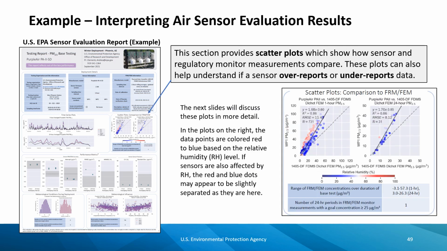Next to the time series plots are scatter plots showing how sensor and regulatory monitor measurements compare. These plots can also help you understand if a sensor over-reports or under-reports data. In our example, the data points are colored red or blue hues based on the relative humidity level. This information is important as some sensors can be impacted by humidity. The next slides will go over scatter plots in more detail.